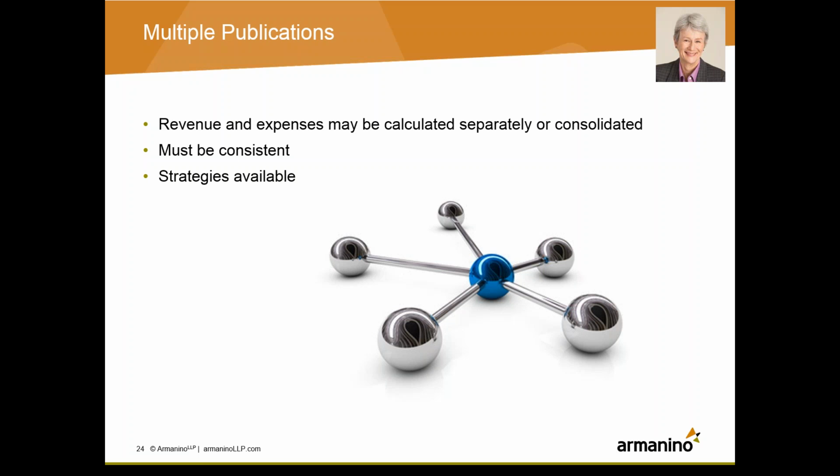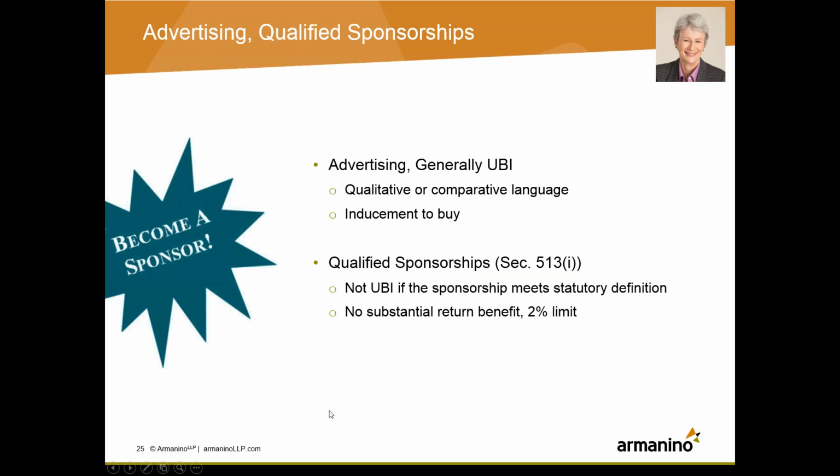Just one more note on publication. Sometimes an organization will have multiple publications, and when you do the calculations for the UBI, you can either do each publication separately or you can consolidate them. And there are some great strategies involved with that, and we can help if you have multiple publications. I'm not going through the details of that because I'm not sure that applies to anyone, but just so you know that that option is out there. And we'll go to the next slide.